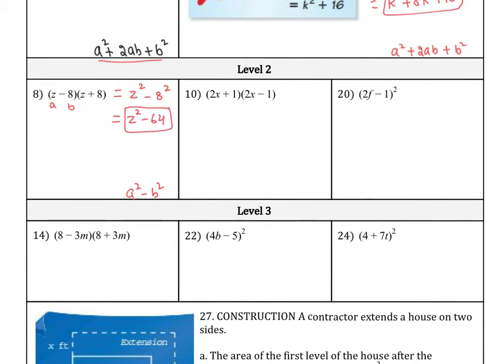And that's your answer. For number 10, again, it's going to be a² − b² because it's one with the plus sign, one with the negative sign. So the formula is (a + b)(a − b) = a² − b², where a is 2x and b is 1. So a² means (2x)², b² means 1², and then the answer is 4x² − 1.